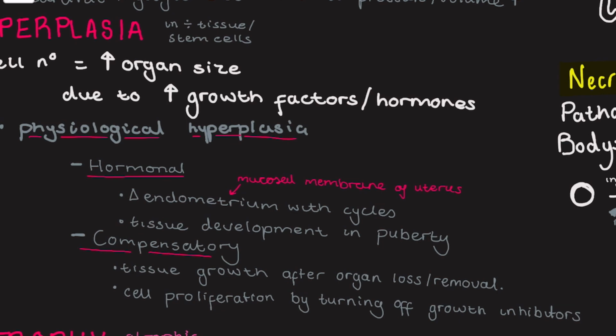There's also compensatory, which is an increase in cell number when cells are removed, to compensate for those which are removed. So, for example, if you have liver disease and you have part of your liver removed, it regrows. This is due to hyperplasia. But when the cell proliferation, so the cell number, reaches the number that's needed, it's turned off by growth inhibitors.